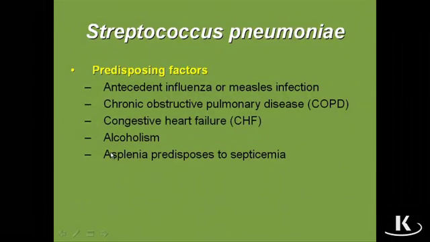Now, alcoholism, I know when you think pneumonia and you think alcoholism, you think Klebsiella pneumoniae, all right? But strep pneumo is still the most common cause of community-acquired pneumonia, even in an alcoholic, all right? So you're really going to have to pay attention to the question if they're talking about an alcoholic with symptoms of pneumonia.